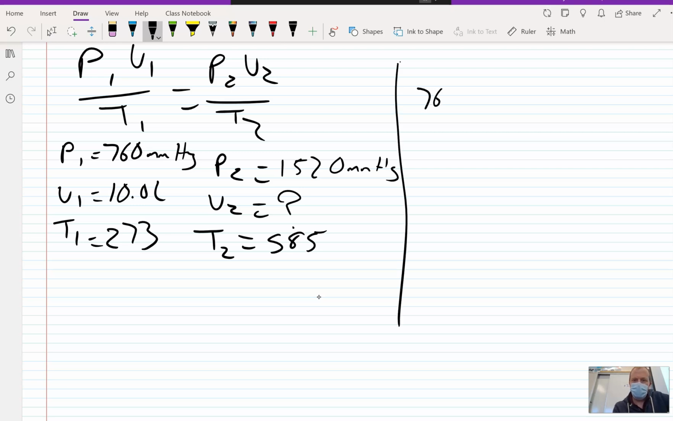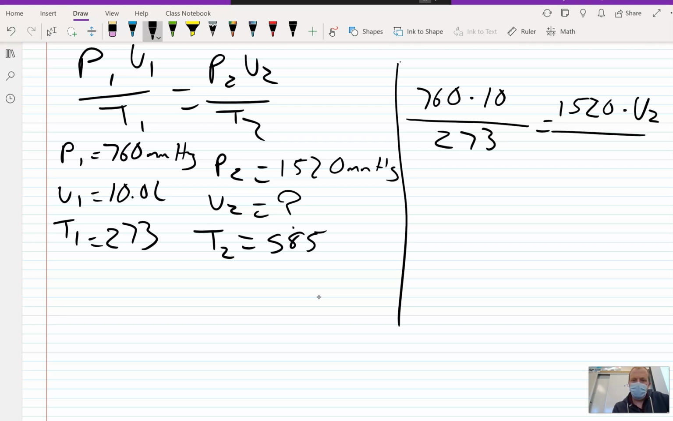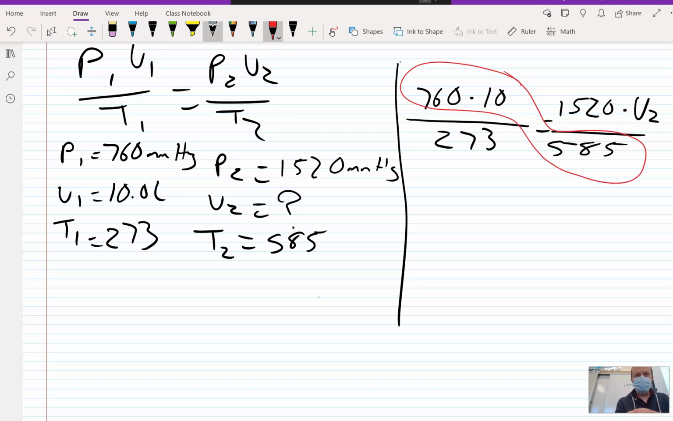So the standard pressure, that's 760, times my volume, which is 10, divided by standard temperature, which is 273. New pressure is 1520. Solving for V2. And again, we can still use cross multiplying here. The number of terms doesn't matter. Sometimes people think you can't in certain situations, but whenever we have equations like this, you can always do cross multiplying.